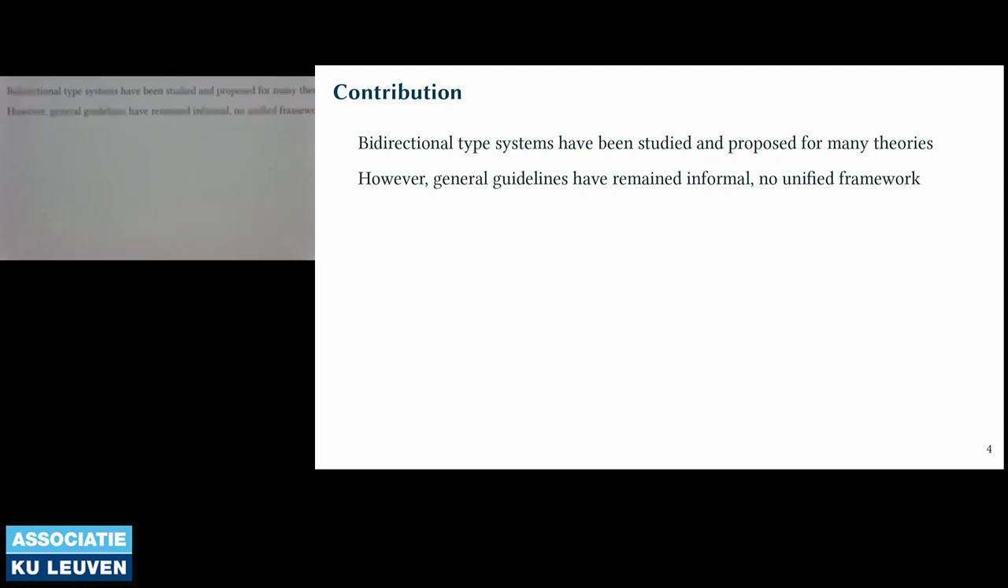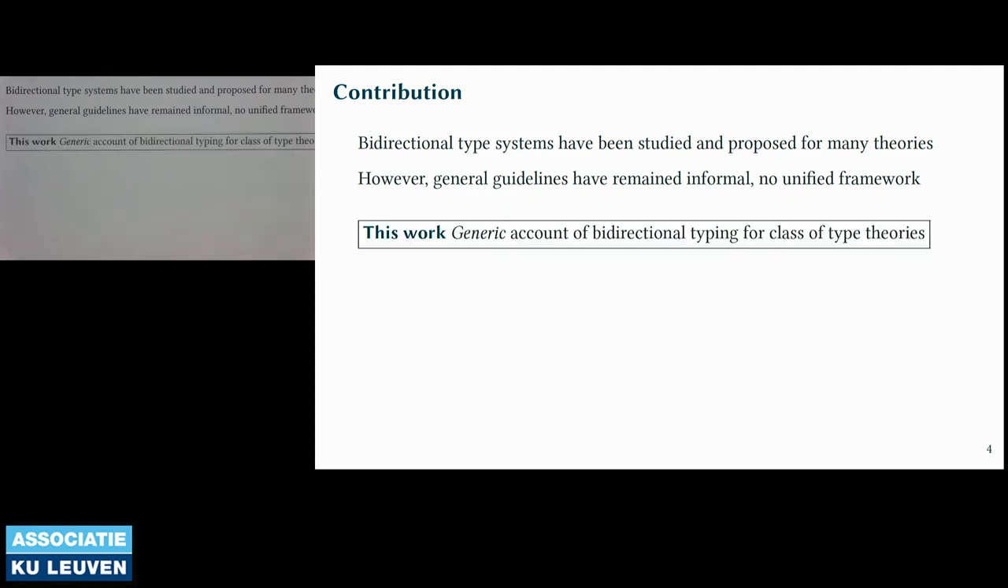Okay, so bidirectional systems have been studied for a long time, so there's a lot of work proposing bidirectional systems for different theories. At the same time, the general guidelines have remained informal, and there's no unified framework for bidirectional typing for dependent type theories. So this is exactly the goal of this talk, to give a generic account of bidirectional typing for a class of dependent type theories.